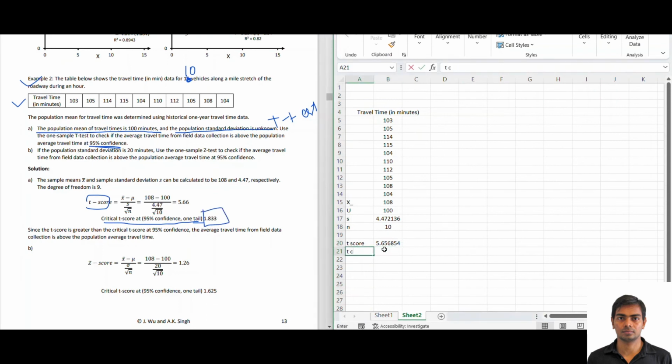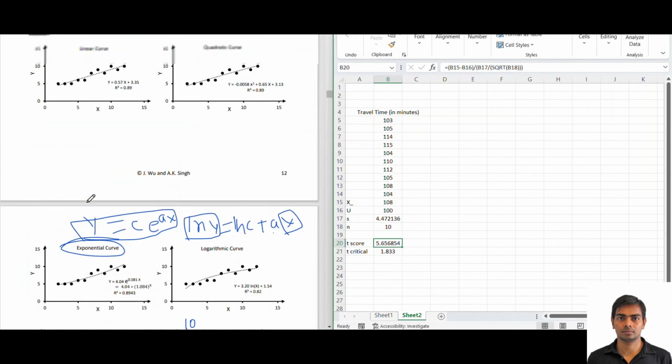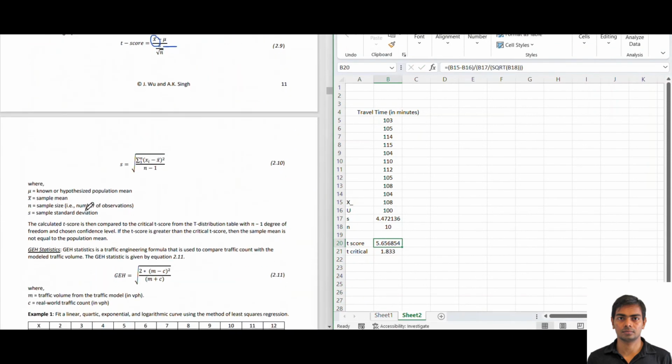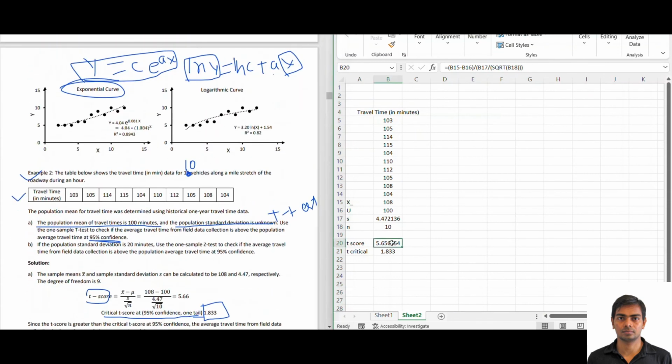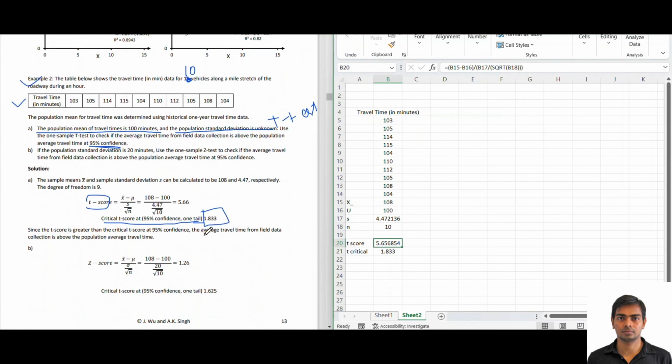So t critical is 1.833. Since the t-score is higher than t critical, if we move back to our conclusions, if the t-score is greater than the critical t-score, then the sample mean is not equal to the population mean. In this case, since this is a positive number, the sample mean is higher than the population mean at the 95% confidence interval. So this is how we use the t-test.